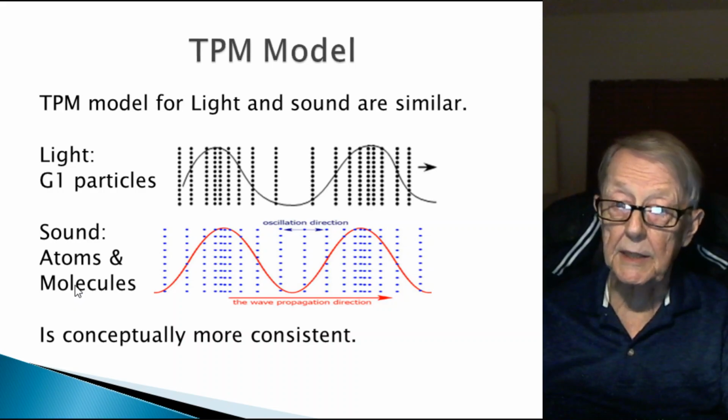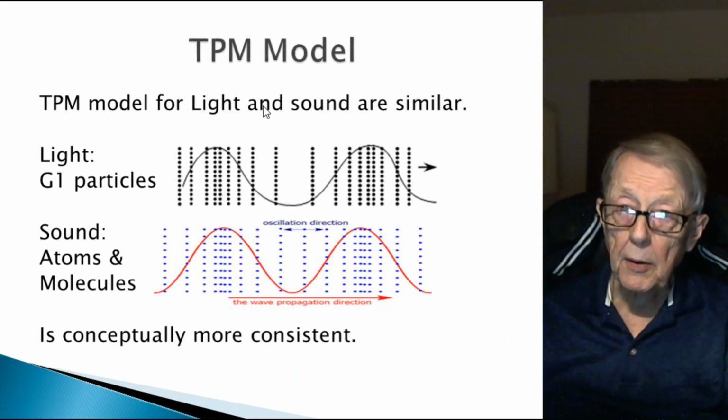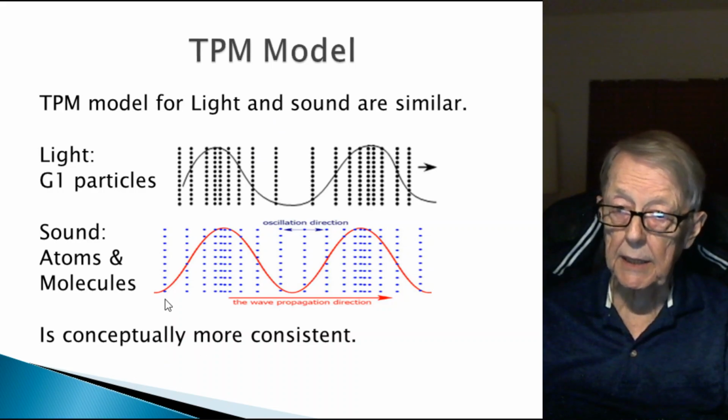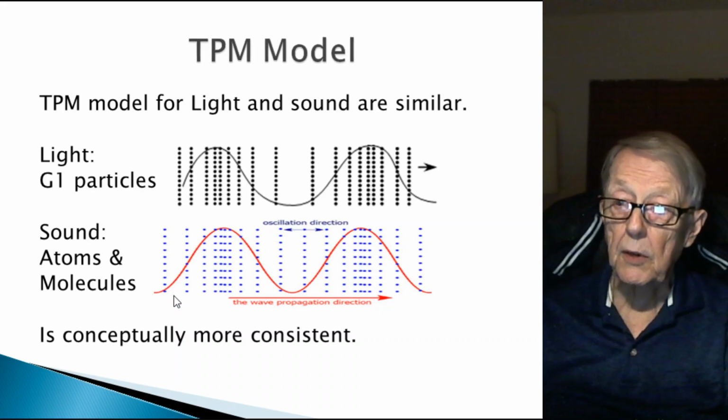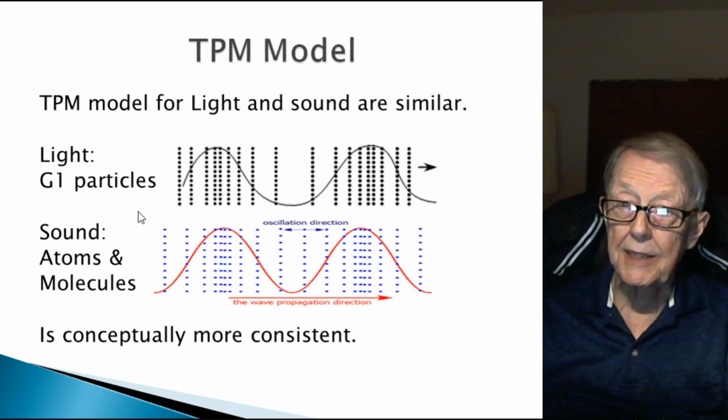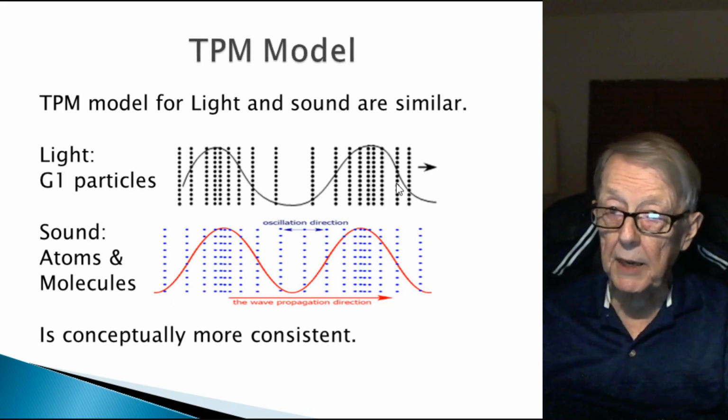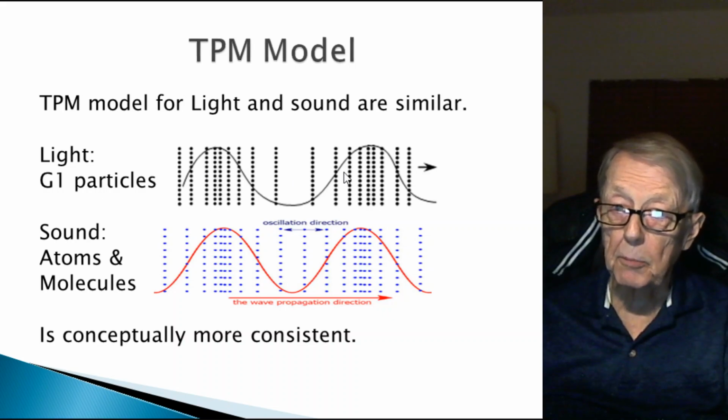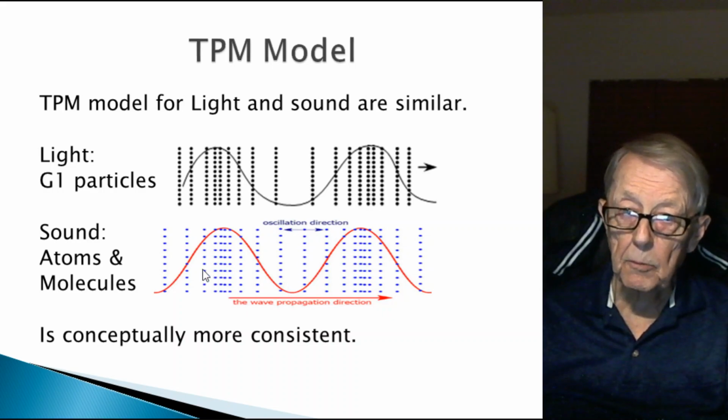level where we exist. The TPM model for light and sound is conceptually, at least, more consistent, and if it were actually true, if I could prove this to be actually true, it is conceptually more consistent in the sense that this is mechanical motion of particles through space, and this is vibrating atoms and molecules, but all mechanical.